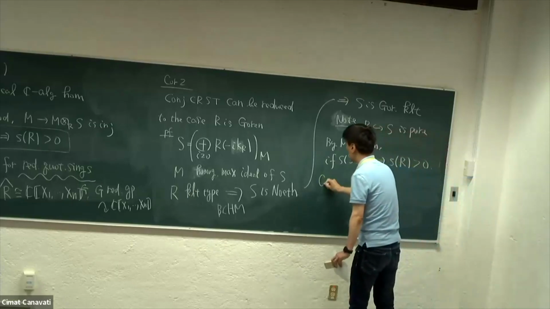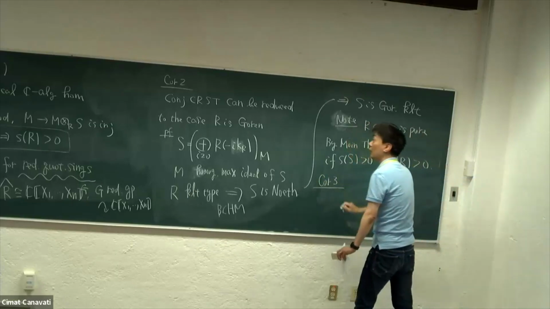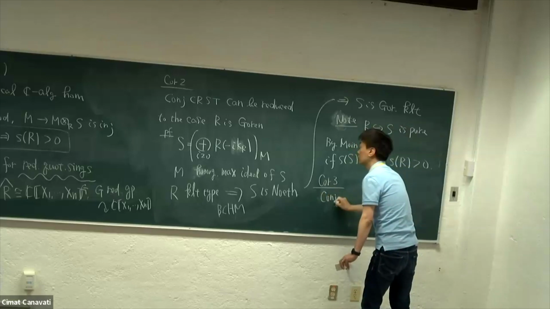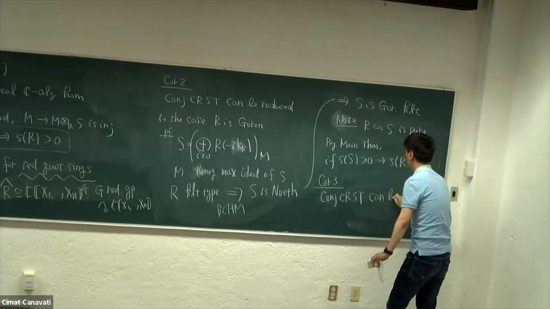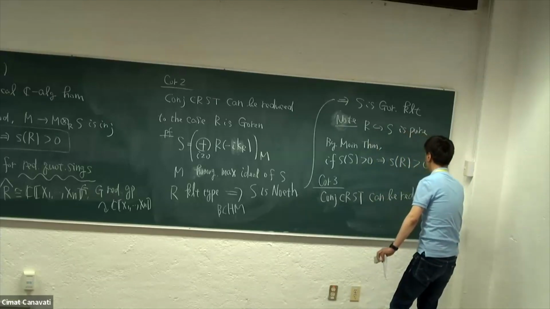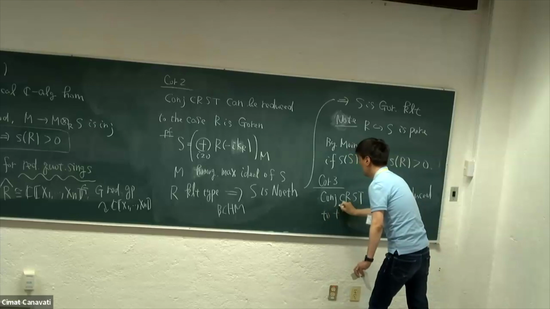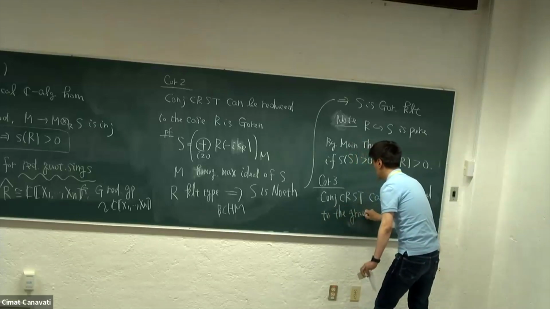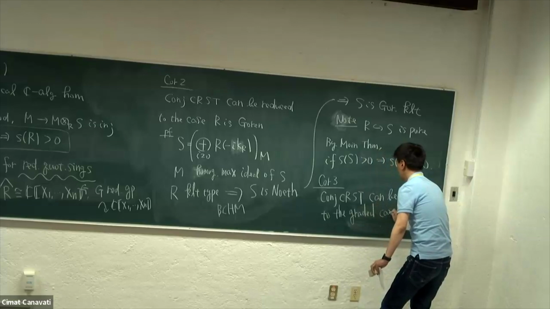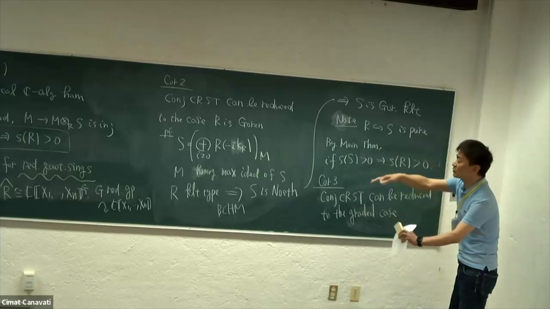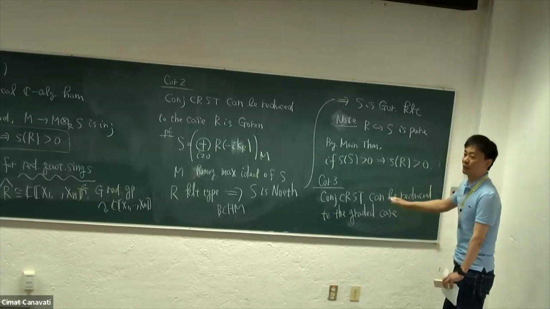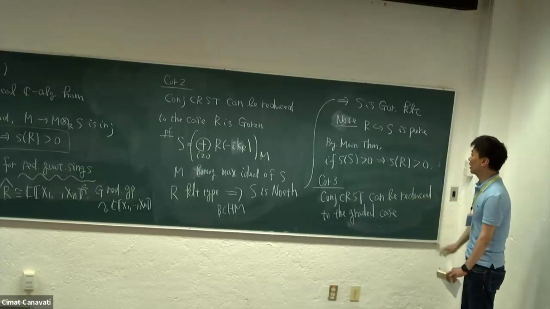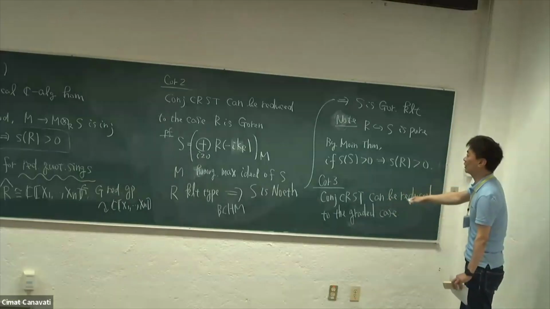This is corollary 2. And for corollary 3, the conjecture can be reduced to the graded case. The original statement is about the local ring, but we can consider a graded version, and actually the graded version is equivalent to the local version. Maybe I will come back to corollary 3 if I have time.